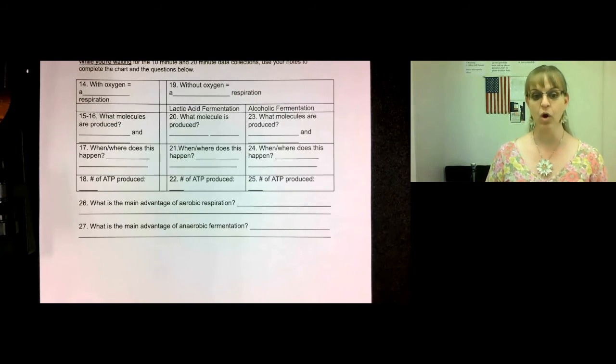Number 27, what is the main advantage of anaerobic fermentation? This one makes so much less ATP that you're probably wondering if there's any advantage at all. Well, it turns out that without oxygen, you are lucky to make any ATP at all. So the very fact that it makes ATP at all, even though it's only a little bit, is the advantage of anaerobic fermentation.